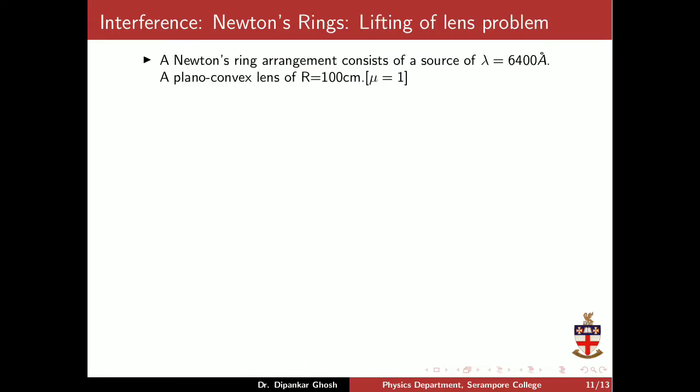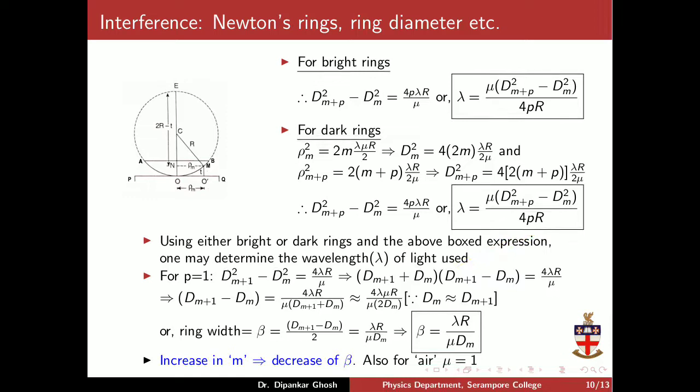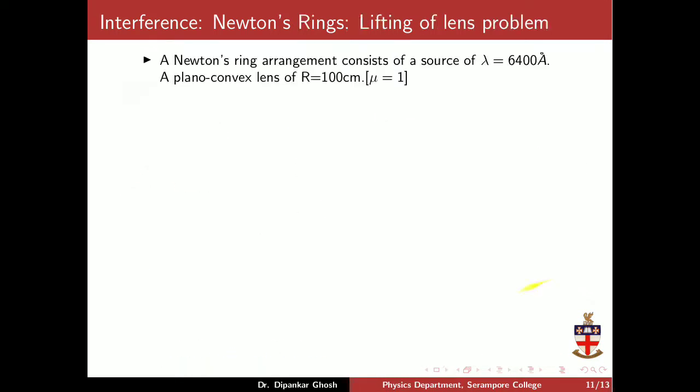Now this is the last topic, so that ends our discussion on Newton's ring. Now we are going to a special case when, in a Newton's ring arrangement, the lens is gradually lifted up. What will happen? So we have a Newton's ring arrangement, and let's say the wavelength of light being used is 6400 angstroms. A plano-convex lens is being used.